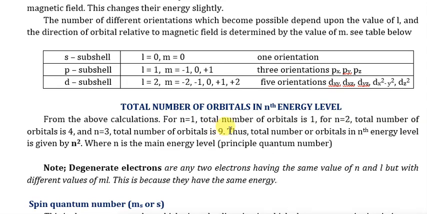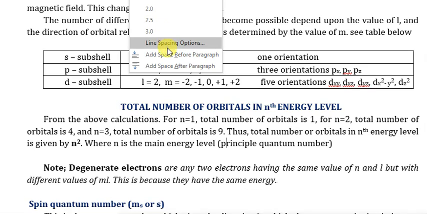Looking at these numbers, you observe the total number of orbitals in the nth energy level is given by n squared, where n is the main energy level, which is the principal quantum number. And one thing also to note from this part is the definition of degenerate electrons. Degenerate electrons are electrons having the same value of n and l but with different values of m_l. They are called degenerate because they have the same energy.